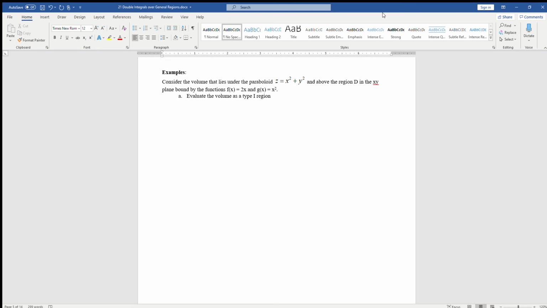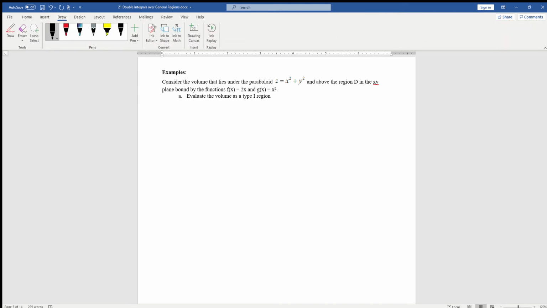In the next example, this is actually a really cool problem because it does a number of things. What we're going to do is evaluate the volume that's bound by a paraboloid. The paraboloid's given as z equals x squared plus y squared, but we're not evaluating the entire volume. Essentially, we're making a little sliver inside of the xy plane, and it's bound by these two functions, 2x and x squared. And the first thing we're going to do is evaluate it as a type 1 region.